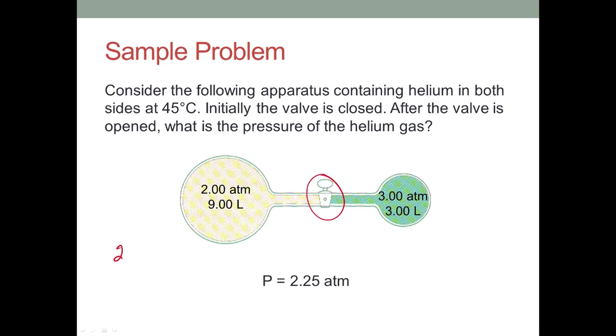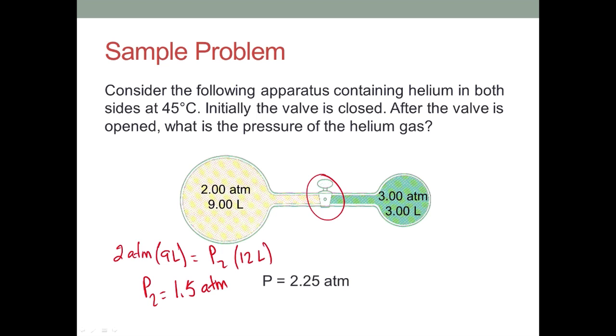So we have 2 atm times 9 liters is equal to our new pressure times, now our new volume when we open up that valve is going to be the sum. So 9 plus 3, which is 12 liters. And when we do algebra to solve that out, we're going to get a new pressure, so P2 is equal to 1.5 atm.